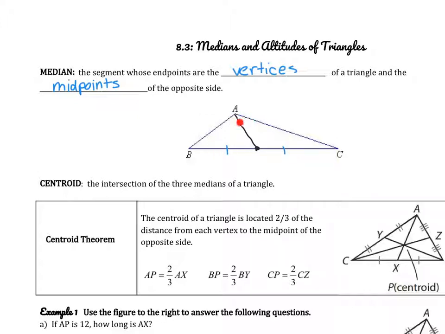Again, a median is not an angle bisector. Just to be clear, we do not know that these two are congruent. A median simply goes from one vertex to the midpoint of the opposite side.